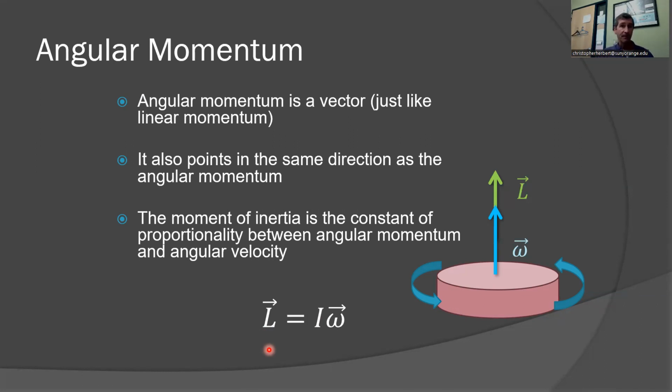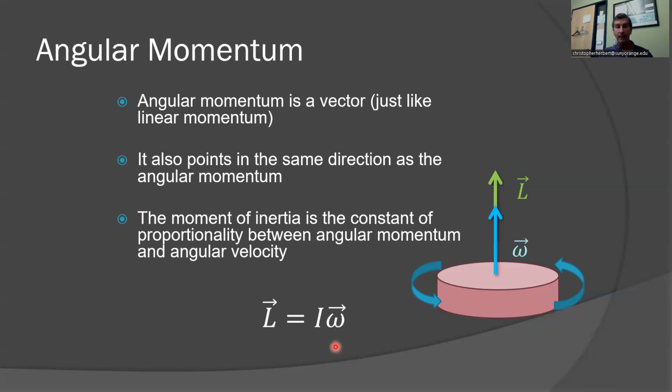So for instance, linear momentum, P equals mv. In this case, we will use the letter L for angular momentum. L is going to replace P, which is equal to mv. Our rotational analogy for m, for mass, is moment of inertia. And our analogy for velocity, v, becomes omega.